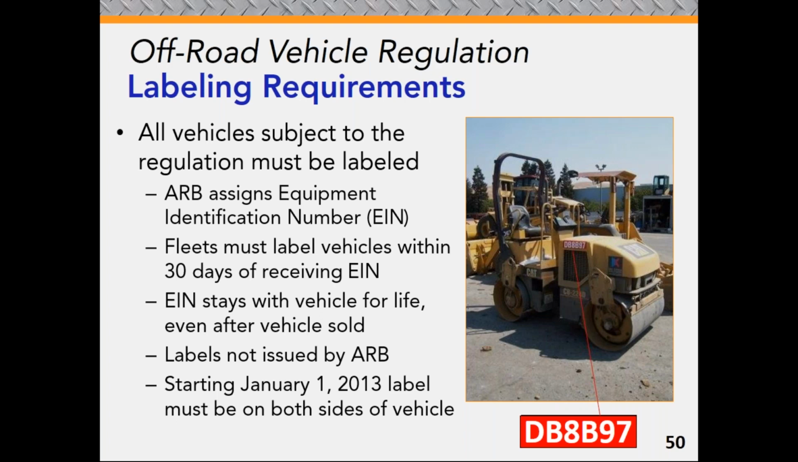So the basic specs for the label directly from the regulatory language are that the EIN should be white on a red background, shall be located in clear view on the right and left side of the outside of the vehicle. Each character shall be at least 3 inches in height and 1.5 inches in width, and the EIN shall be maintained in a manner that retains its legibility for the entire life of the vehicle.